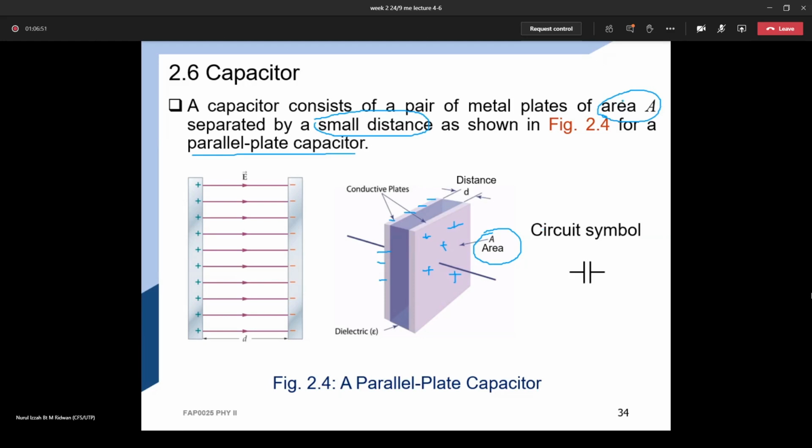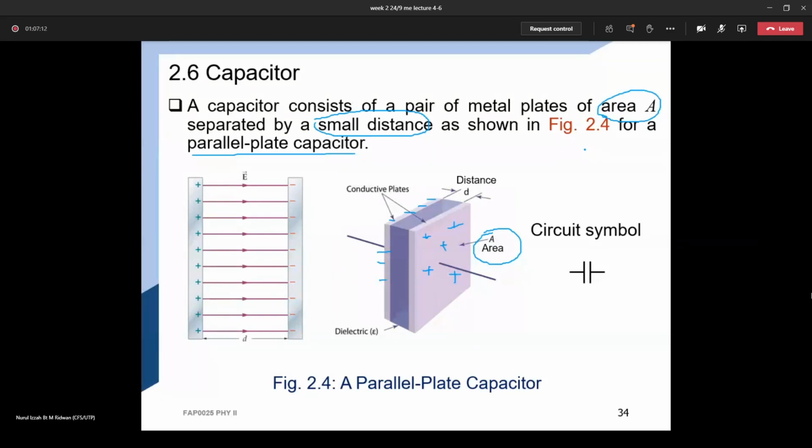So if your question is giving you dimensions, it means you may calculate it as a rectangle or square. But if they give you a radius, it might be a circular shape. So just know that the area depends on the question as well.